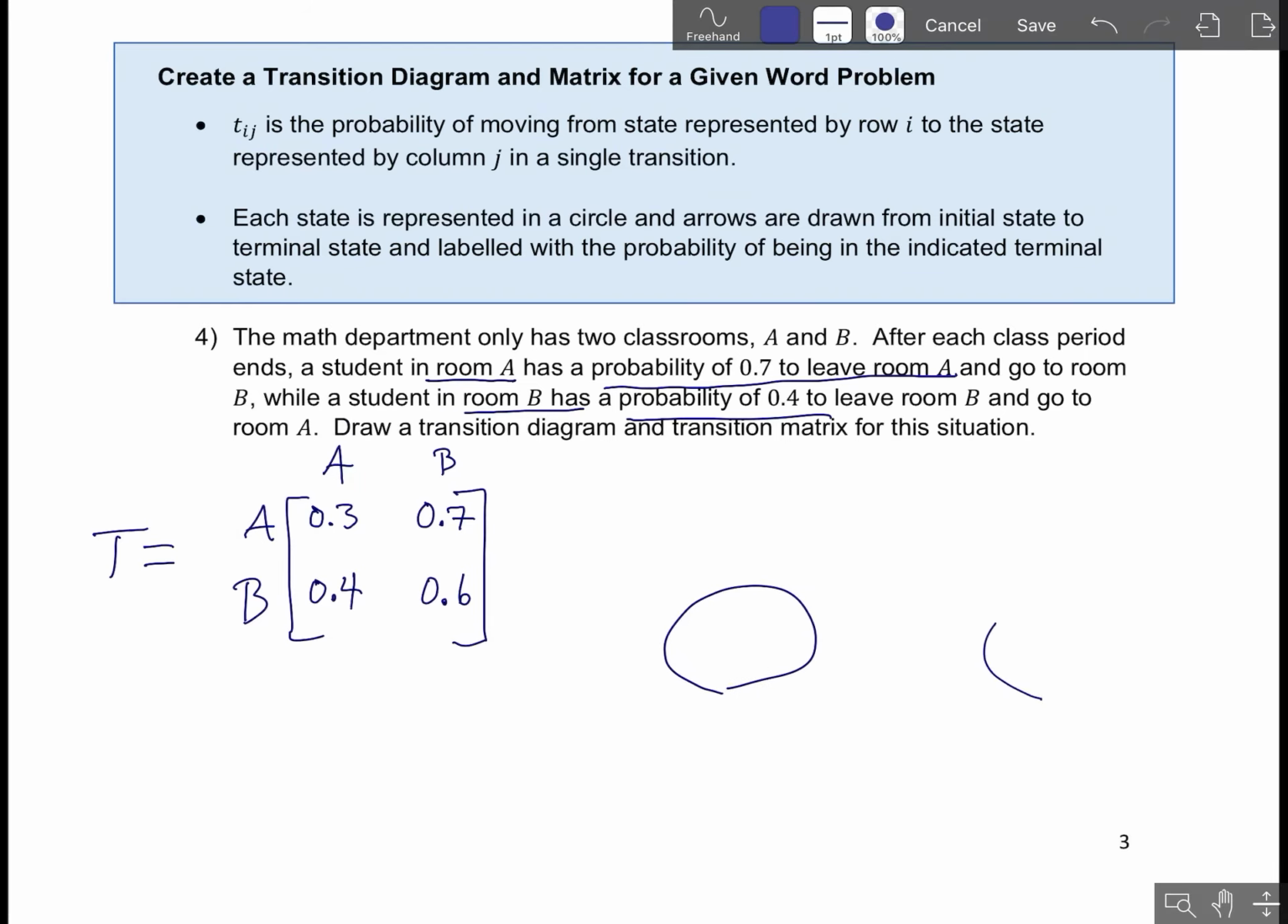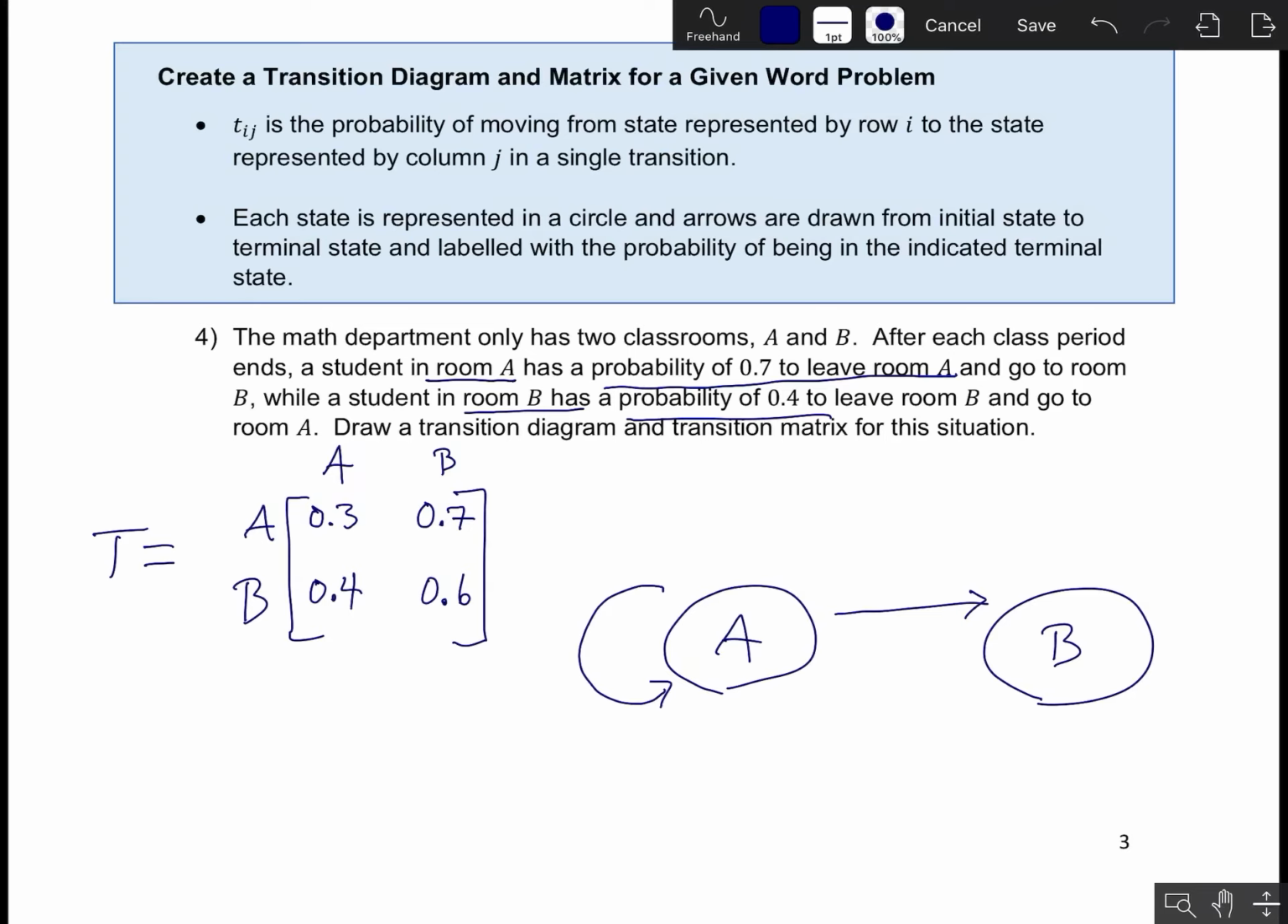If we want the corresponding transition diagram, we first can just make a node for each of the states. So we have the state A and the state B. And then we can use the diagram to fill in all of the arrows and their weights. So if I want the transitions away from A, I have the possibility of going from A to A, and I also have the possibility of going from A to B.